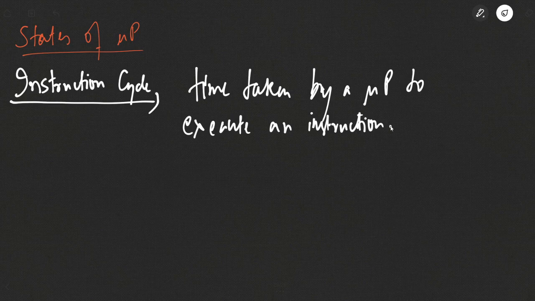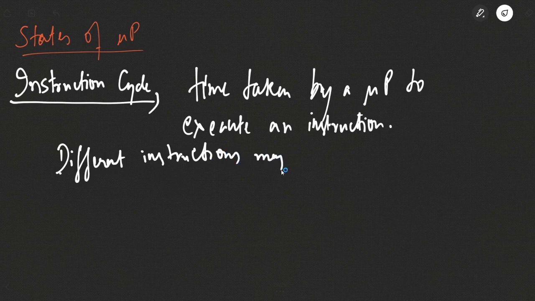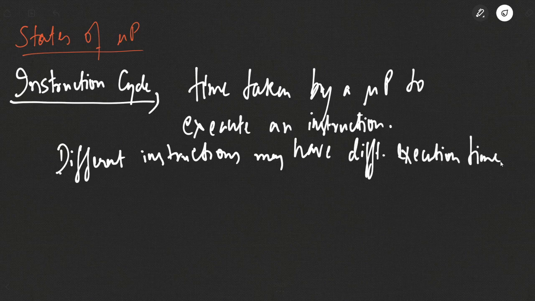Fine. So how long the microprocessor takes to execute one instruction is known as the instruction cycle. Different instructions may take different amounts of execution time. That means the instruction cycle for different instructions may be different.